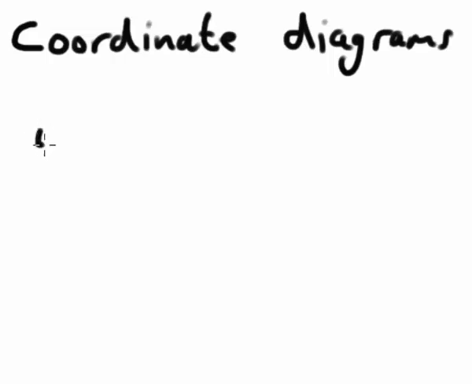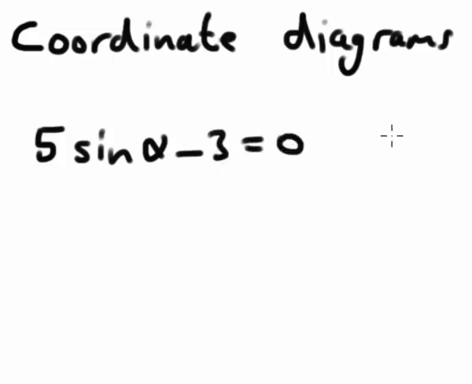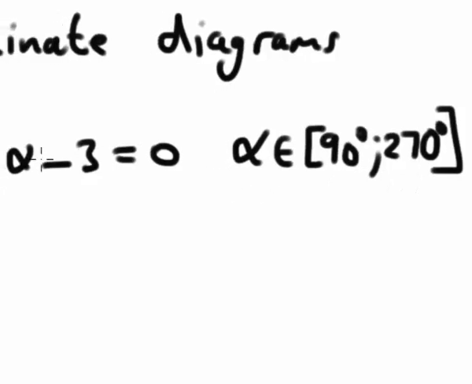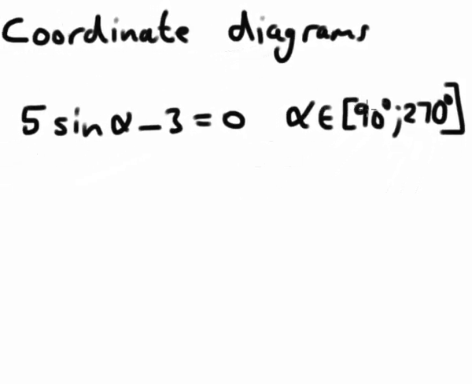Okay, so you're given that 5 sine alpha subtract 3 is equal to naught, and let's plonk a restriction on there. Alpha goes from 90 to 270. How do we do that? I'm just going to explore this a little bit. You've got a trig equation and a restriction. You want to find out where the angle is, and how do we approach that?